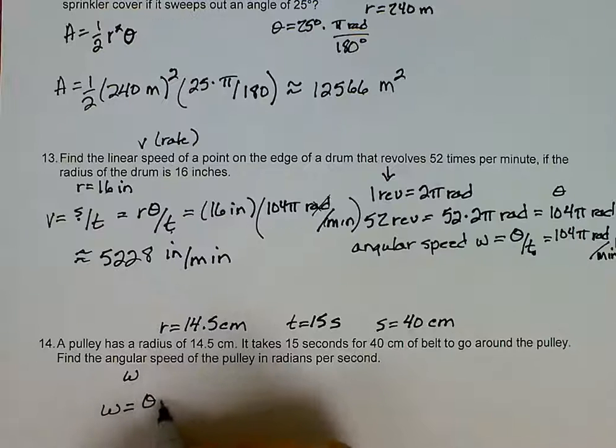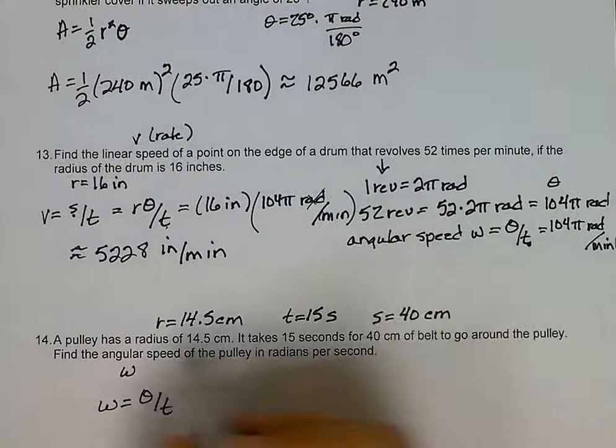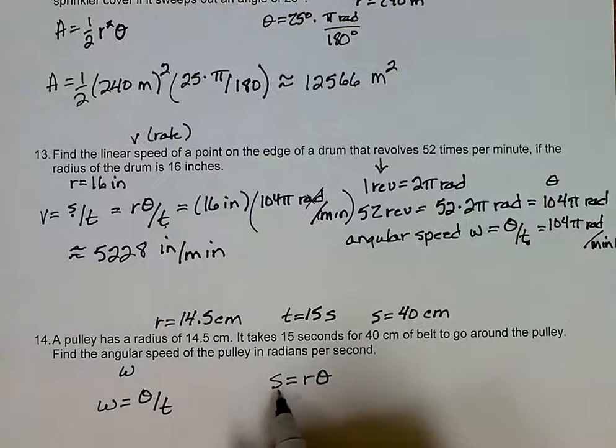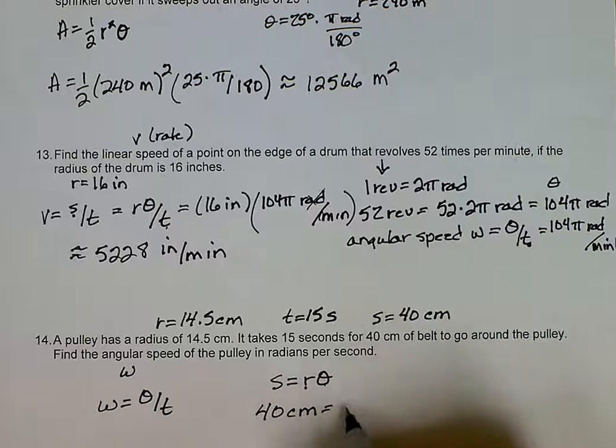So let's write that one down. We have a time, that's the 15 seconds, but we don't have a theta yet. Let's think about how else we could get theta with what we have. We do have an r and an s. And there's a formula that involves r, s, and theta, and that is that s equals r theta. Let's put in the s and the r and then solve for the theta. Our s was 40 centimeters, our r is 14.5 centimeters.